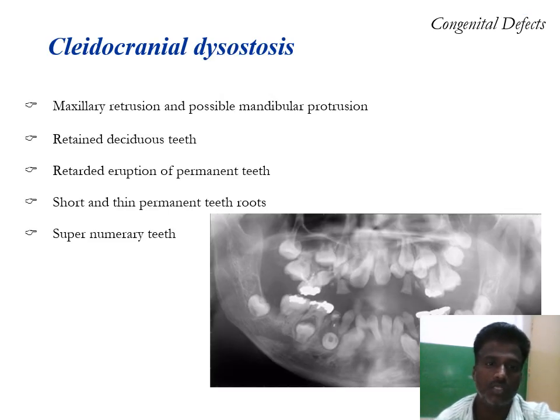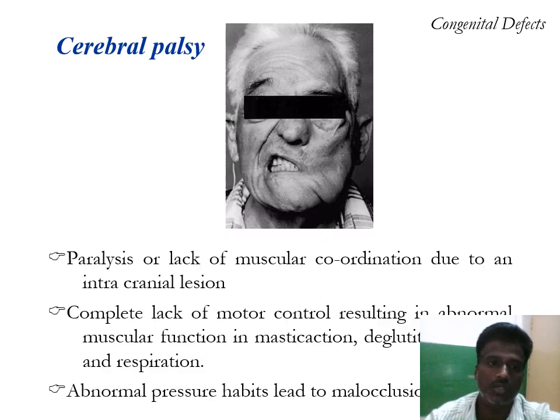Then cleidocranial dysostosis: maxillary retrusion and possible mandibular protrusion, retained deciduous teeth, retarded eruption of permanent teeth, short and thin permanent tooth roots, supernumerary teeth. These are the features of cleidocranial dysostosis. Cerebral palsy is paralysis or lack of muscular coordination due to intracranial lesions, with complete lack of motor control resulting in abnormal muscular function in mastication, deglutition, and respiration. Abnormal pressure habits lead to malocclusion.